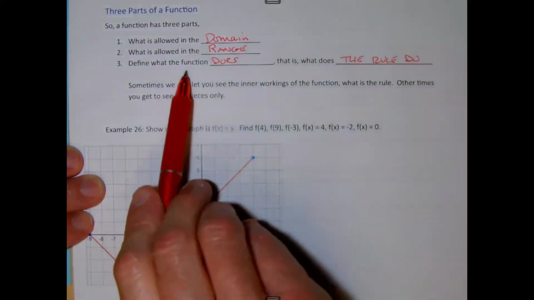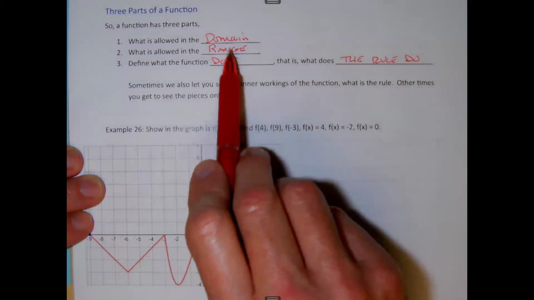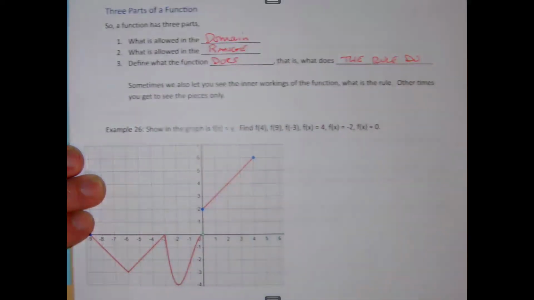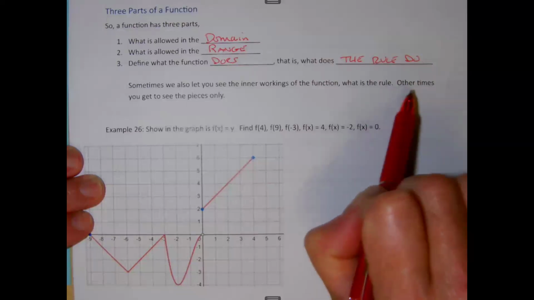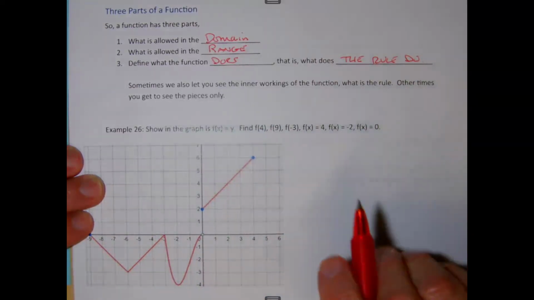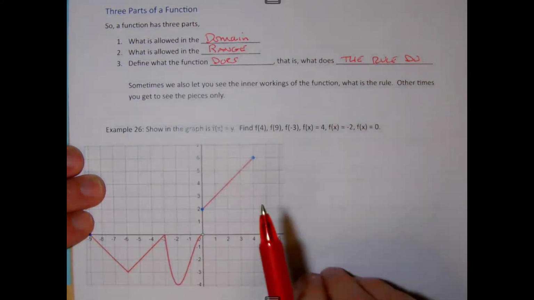Sometimes people focus on the rule and forget about the domain and the range, but really you need all three parts to have a function. Sometimes we'll let you see the inner workings of the function, the rule. Other times you get to see only the pieces, just like we saw in those cosine and log examples. We want to finish with the following.